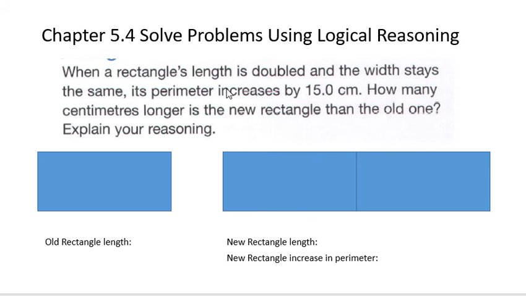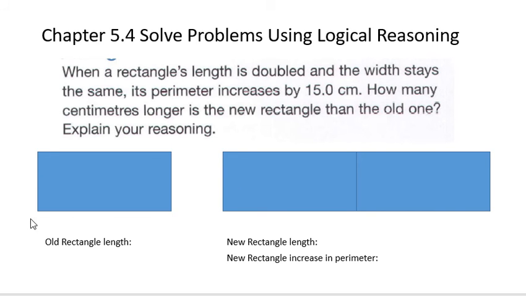When the rectangle's length is doubled, which we did, and the width stays the same, which we did, the perimeter increases by 15 centimeters. So this is what that means. If we take this side plus this side plus this side plus this side, and we add 15 centimeters, we will get our new rectangle's perimeter.